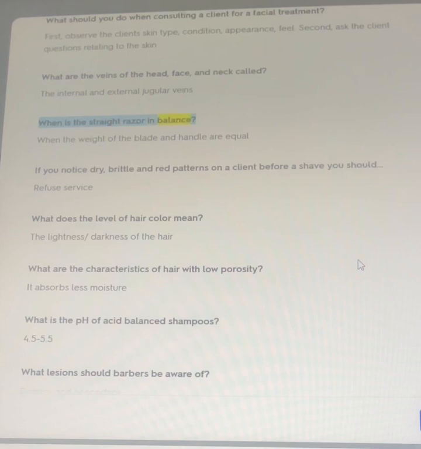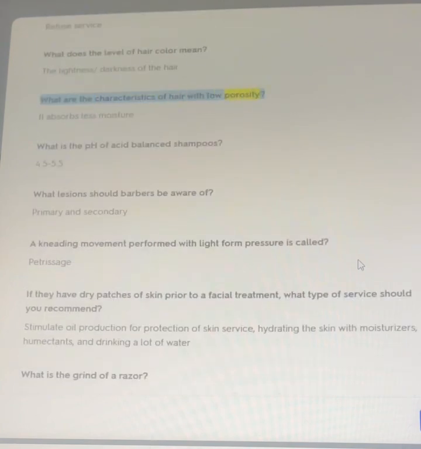When is the straight razor in balance? When the weight of the blade and handle are equal. If you notice dry, brittle, and red patterns on a client before a shave, you should? Refuse service. What does the level of hair color mean? The lightness/darkness of the hair. What are the characteristics of hair with low porosity? It absorbs less moisture. What is the pH of acid-balanced shampoos?